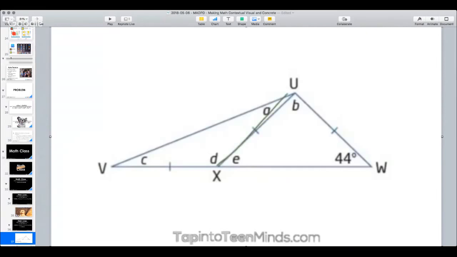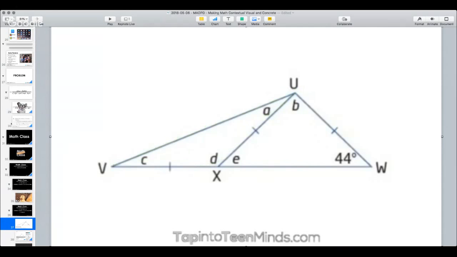I see 2 triangles, but more specifically, I see 2 isosceles triangles. So this particular triangle has 2 sides that are the same, and this triangle here has 2 sides that are the same. So these are key indicators that could help us further explain the problems.